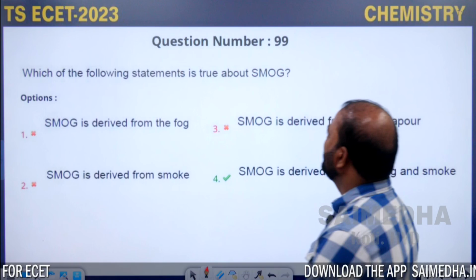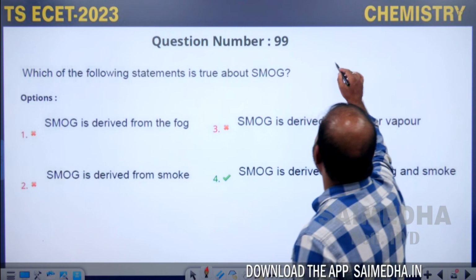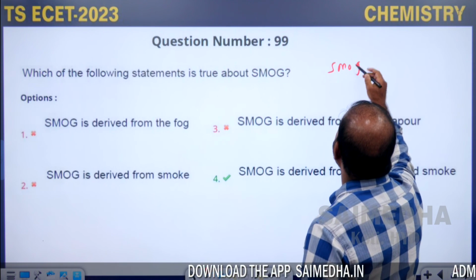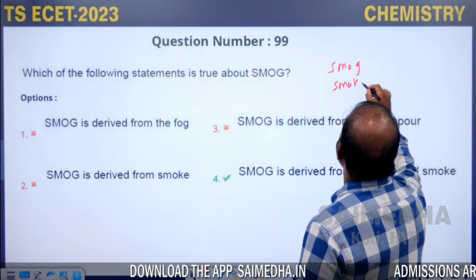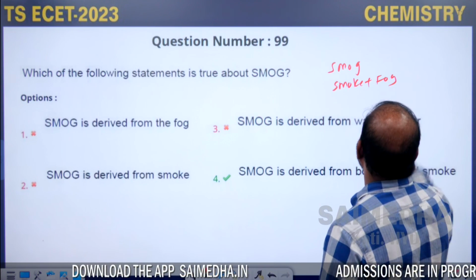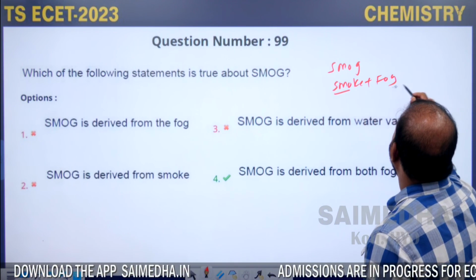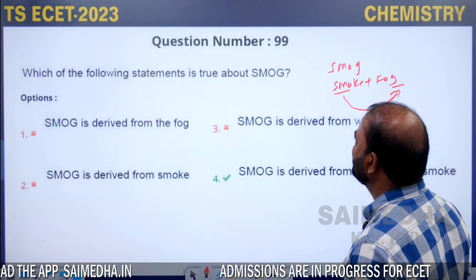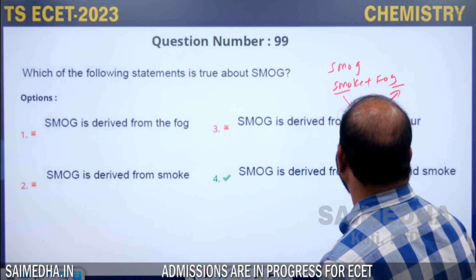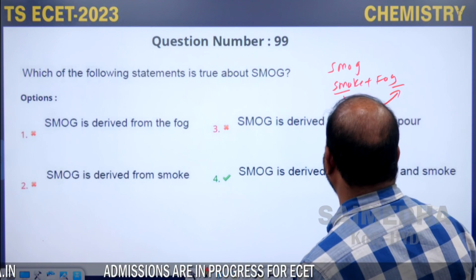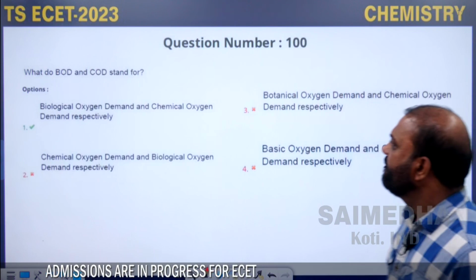Which of the following statements is true about the smoke? See here, smoke plus fog, see the combination, so it forms your smog. The short form is what here? Smog. Smog is the combination derived from two words, smoke and fog. Where is it here? It is given in option 4.